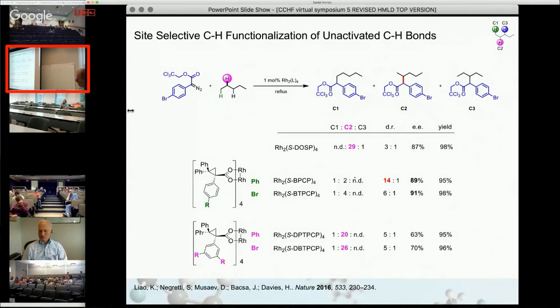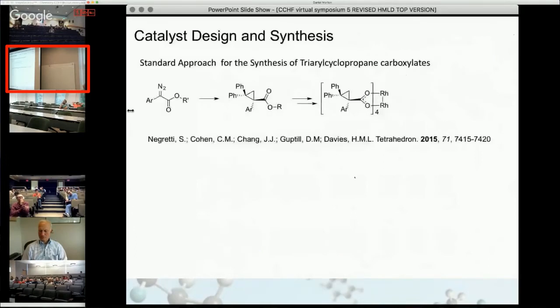Is 3,5 disubstituted triaryl cyclopropane carboxylate catalyst. Next slide, please. Now, these ligands may appear rather strange to you, but actually they're very easy to make. The basic catalyst can be made in 3 steps. Basically, what you do is you do an asymmetric cyclopropanation, which will actually go with very high enantioselectivity with many of the simple aryl diazoacetates we work with. Then you have to do an ester hydrolysis, and then you follow up with a ligand exchange.